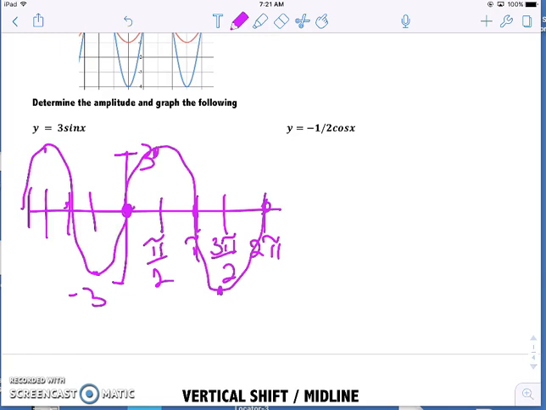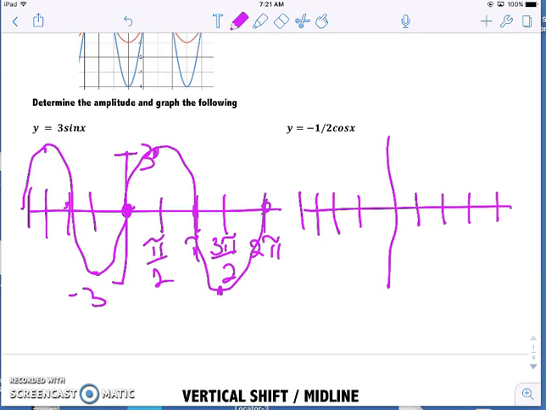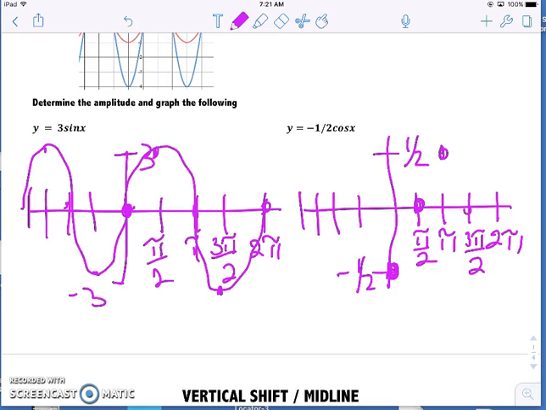And then the next one, if we were going to graph negative half cosine x, once again, we're going to grab a period on each side. So we got 2 pi, pi, pi over 2, 3 pi over 2. So we could just mark half and negative half. Cosine normally starts high, but it's negative, so it starts low. So then it's got to go mid, high, mid, low. Mid, high, mid, low. And we have our cosine.